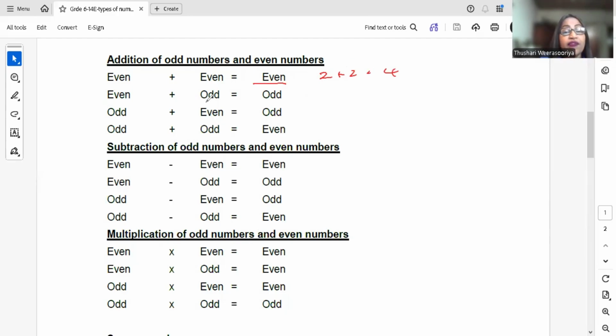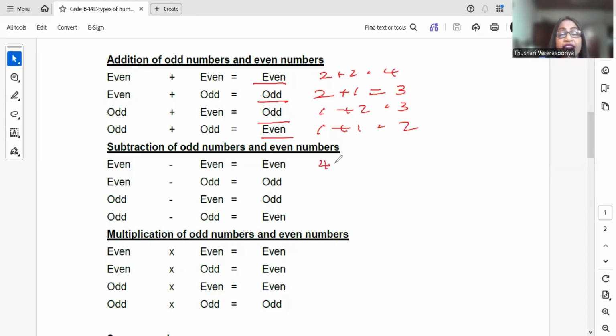Next one, even plus odd: 2 plus 1 is 3, that is odd. Or odd plus even: 1 plus 2 is 3, odd. Odd plus odd: 1 plus 1 is 2, that is even. When you add any even number to an even number, the answer is even. Any even number plus any odd number, the answer is always odd. Now we'll go to subtraction.